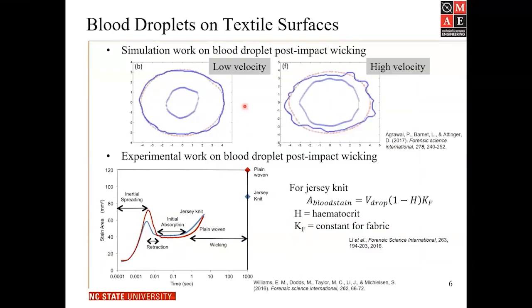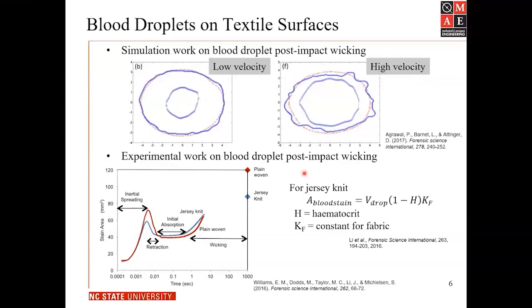Previous studies, both numerical and experimental, have shown the contribution of post-impact wicking to the final stain. Under a low impact speed, we form a small impact stain, and the wicking after that contributes a lot to the final stain. Under a higher velocity, the impact stain becomes bigger and the contribution of the wicking is weaker. But we also see that the shape becomes more irregular for a higher velocity impact.